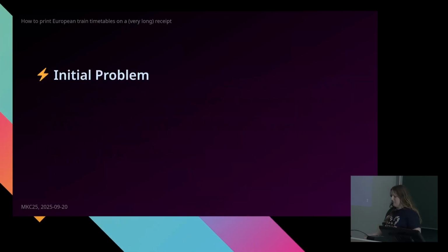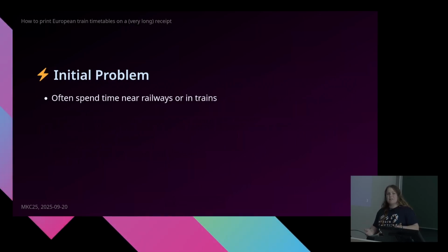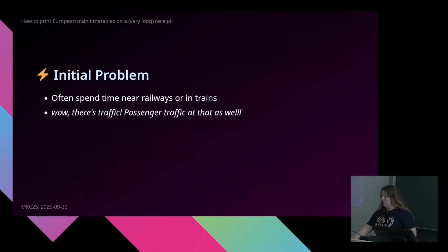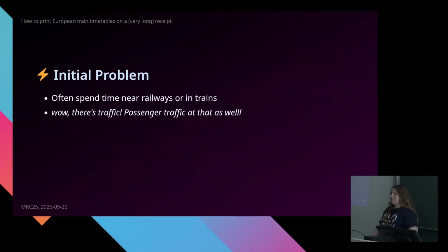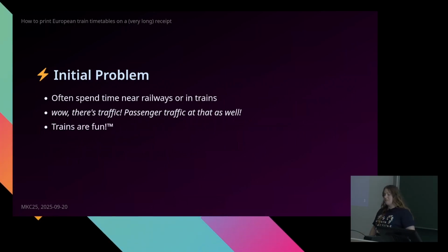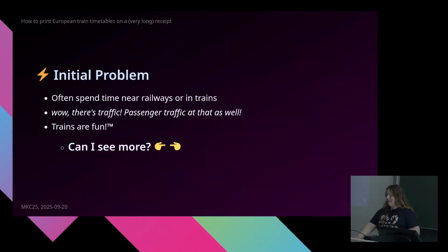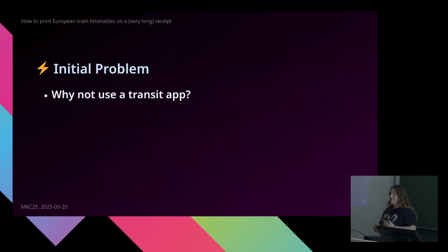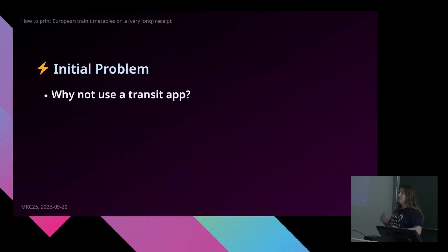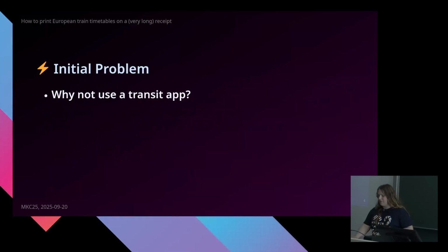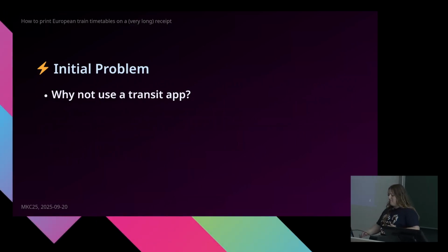What's our initial problem? We often spend time near railways or in trains, which is very cool because, oh, there's traffic. That's pretty cool. It's trains, of course it's fun. How can we see more of them? So one of the first things that comes to mind when talking about this is, why not use a transit app? Because they run the transit. They know the data. They know the stuff. So why not just use them instead of getting the data?